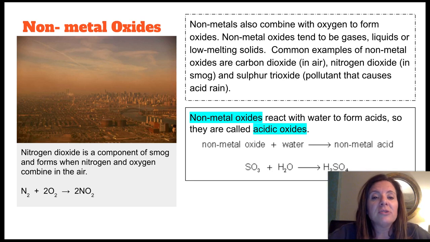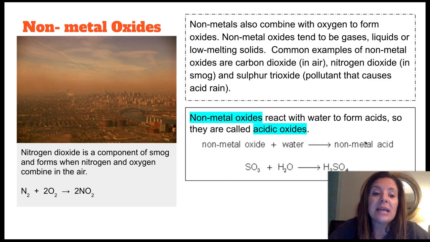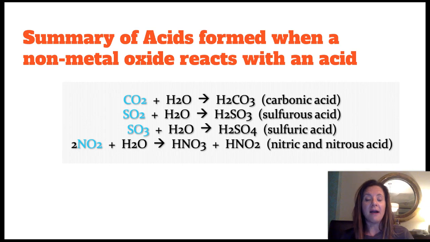Now, when nonmetal oxides react with water, they will create acids, so the opposite of metal oxides in water. Nonmetal oxides, such as sulfur trioxide in water, will create an acid, such as sulfuric acid. Now, where this comes into play is when we have the formation of acid rain.